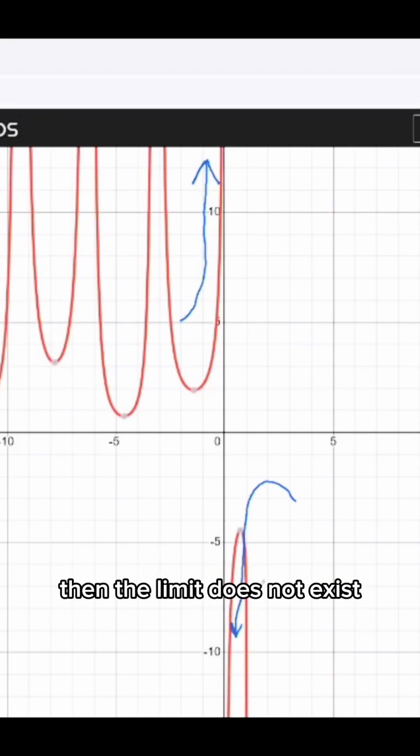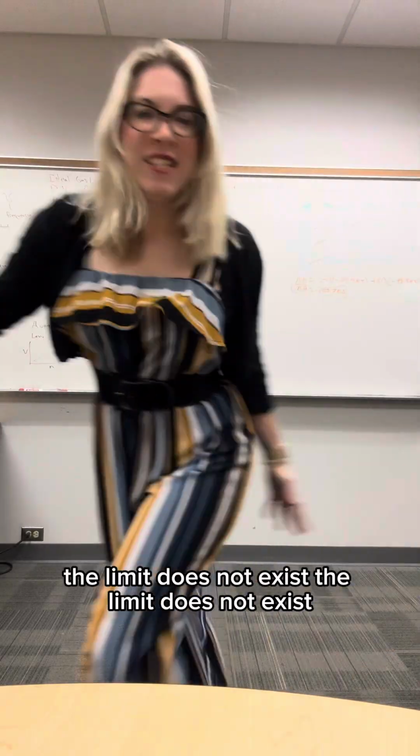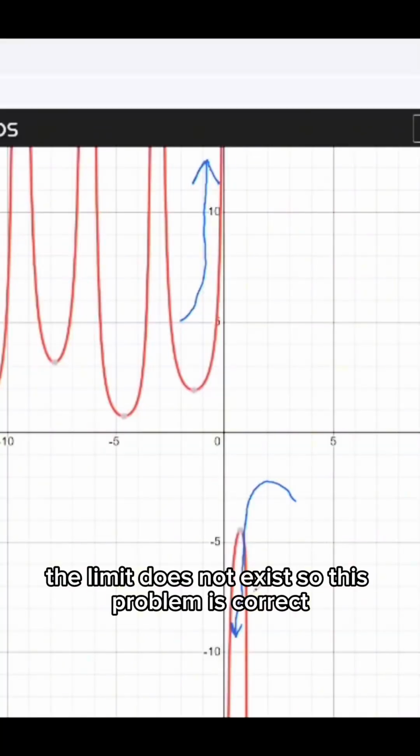Then, dun-da-da-da. The limit does not exist. The limit does not exist.